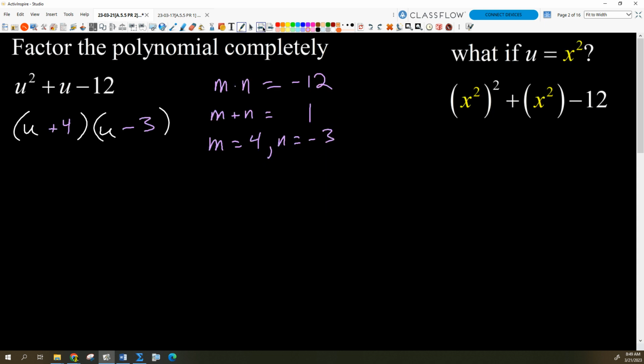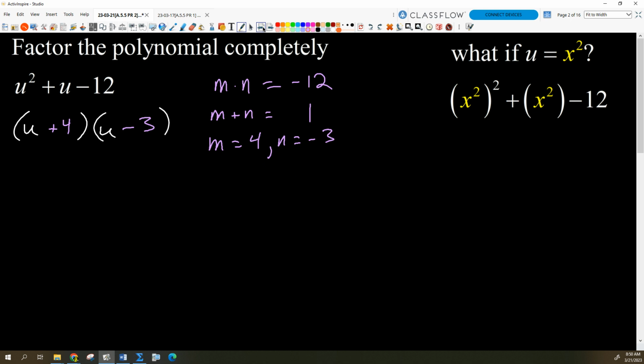I'm going to go back for a second. What if I swapped out u equals x squared, right? Then I would get something like this, wouldn't I? I would get x squared squared, where it used to be a u is now an x squared, plus what used to be this u now becomes an x squared, minus 12. Well, how would that factor? You see it would factor the same way?